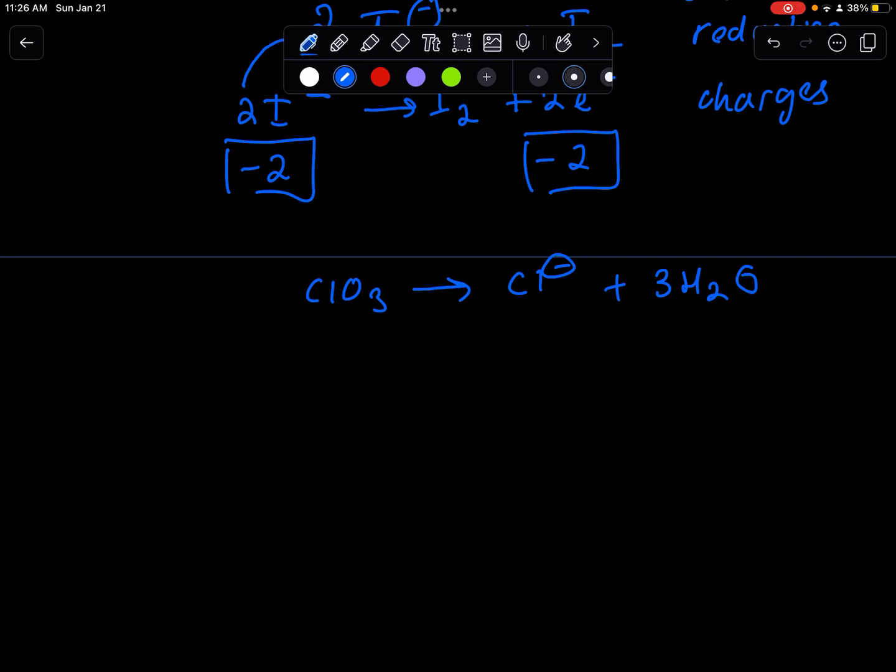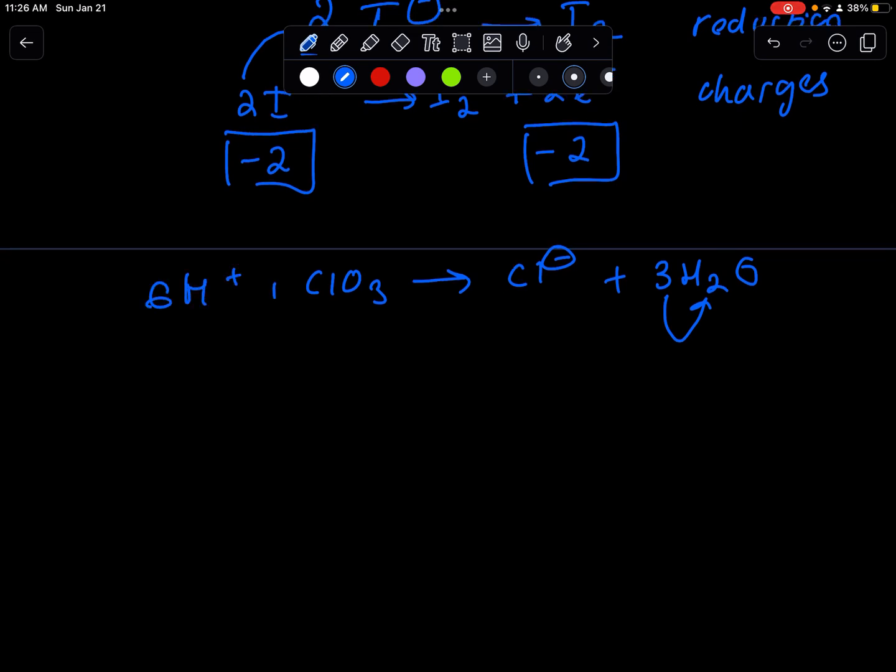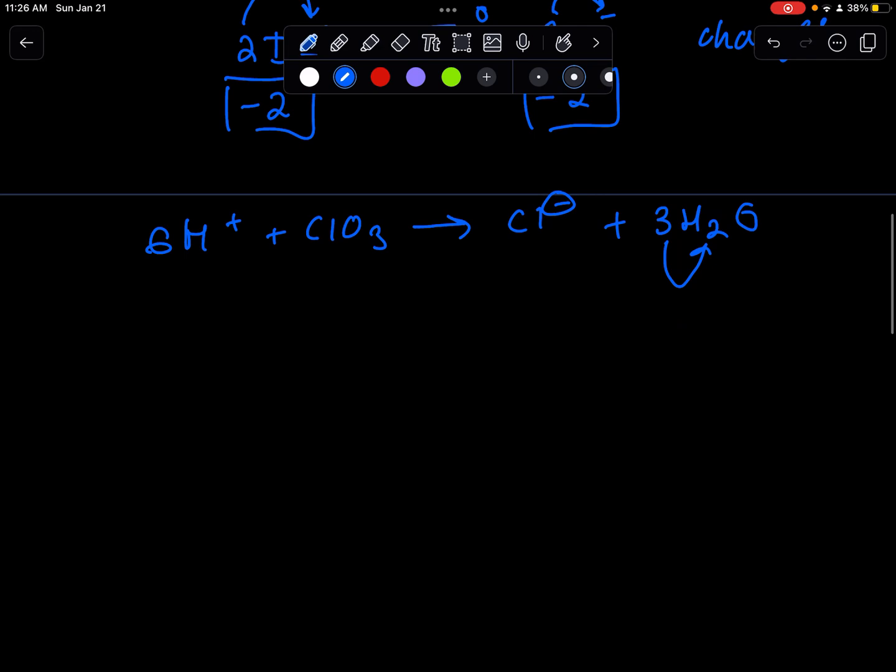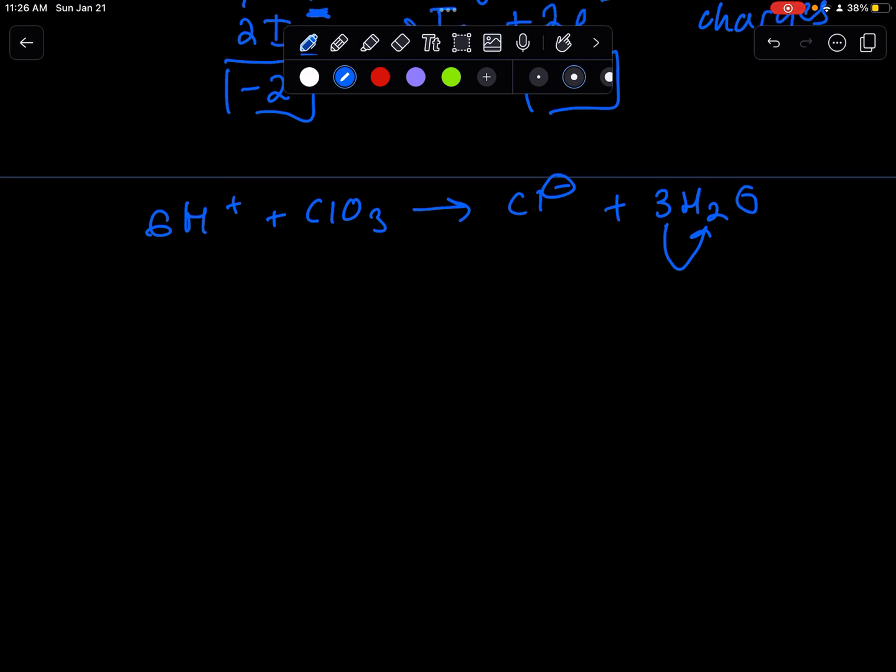Now, in this reaction, we've generated 6 hydrogens. So we balance hydrogens by adding H⁺. Then we need to balance the charges. How do we balance the charges? Well, we have a -1 charge here, and we have a +6 charge here.